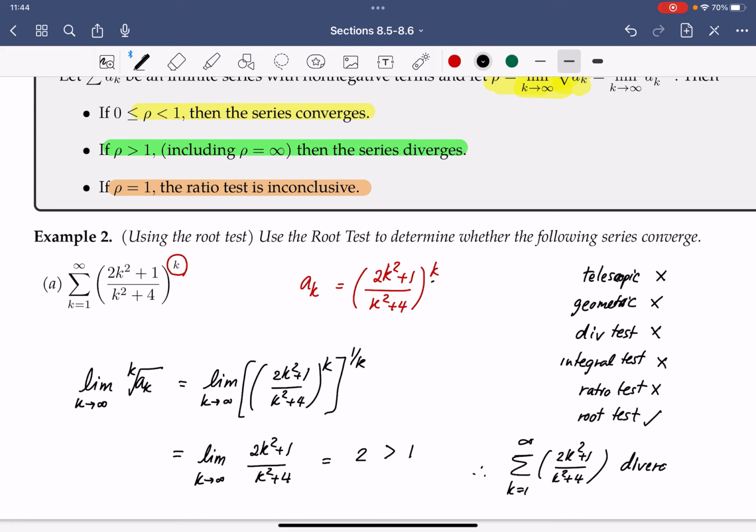Diverge. This is why I told you earlier on the first day that series is hard, because you learn so many techniques: telescopic, geometric, divergent, integral test, ratio test, root test. This Wednesday you're going to have the alternating series test, and you have so many tests here compared to Cal 1, where you learn integral techniques, right?